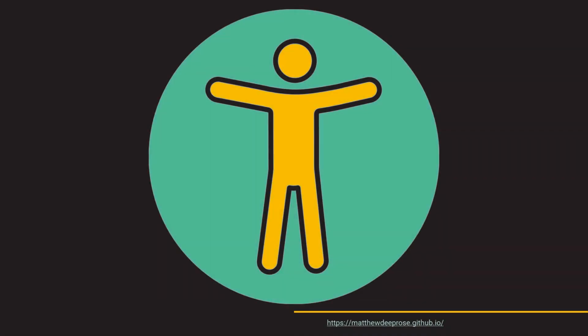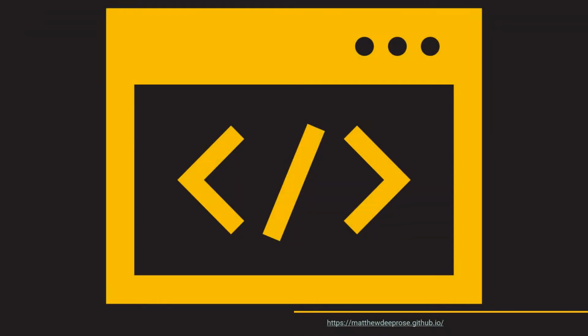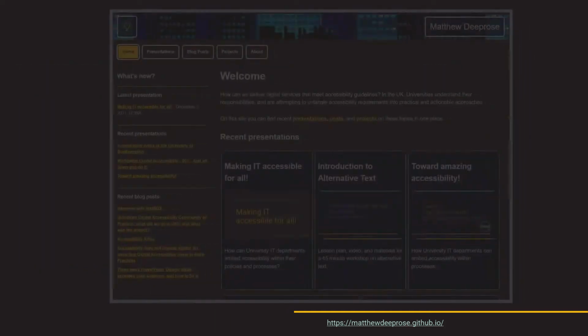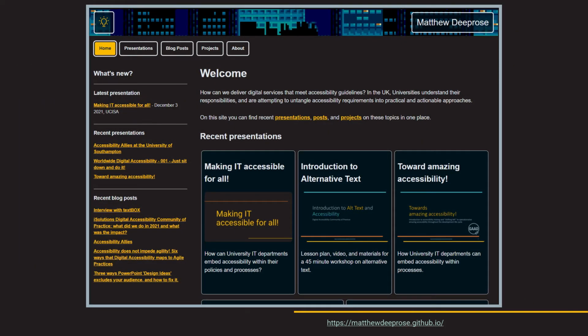If you're interested in web accessibility, building a personal website is a great way to get practical experience. You don't need to use frameworks or content management systems. Using semantic HTML, CSS, and a little JavaScript, we can address some web accessibility fundamentals. I've recently made my own simple site and learned a lot.